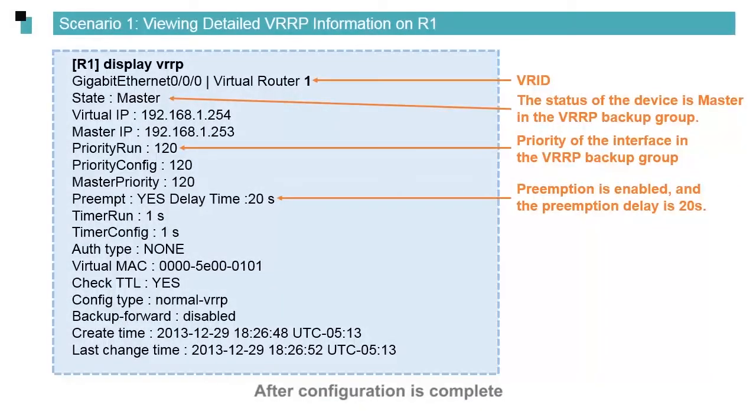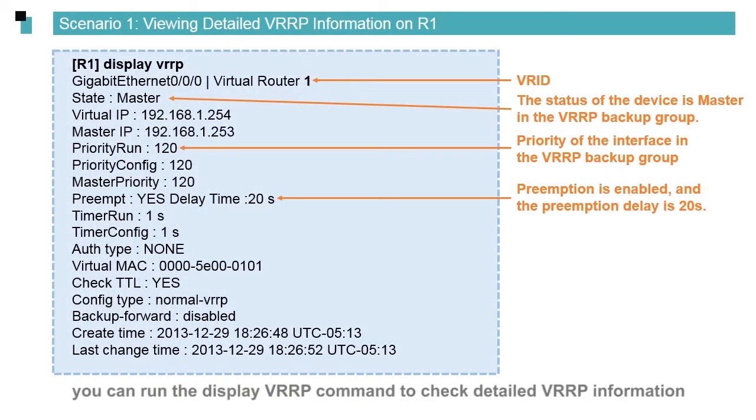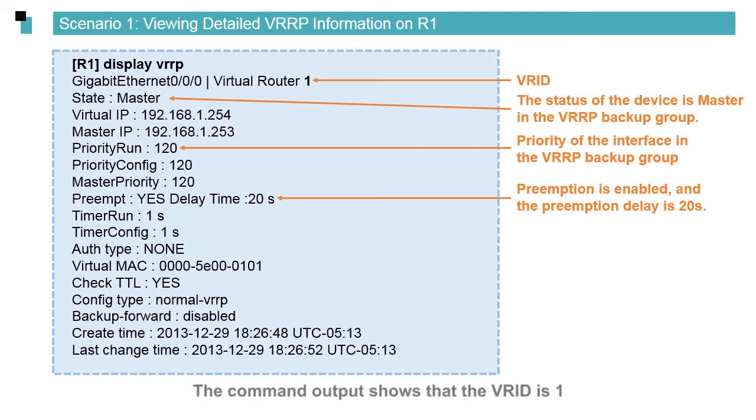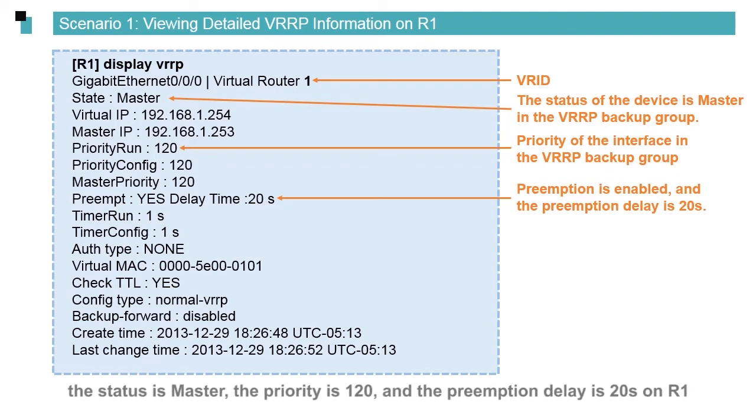After configuration is complete, you can run the display vrrp command to check detailed VRRP information. The command output shows that the VRID is 1. The status is master, the priority is 120, and the preemption delay is 20 seconds on R1.